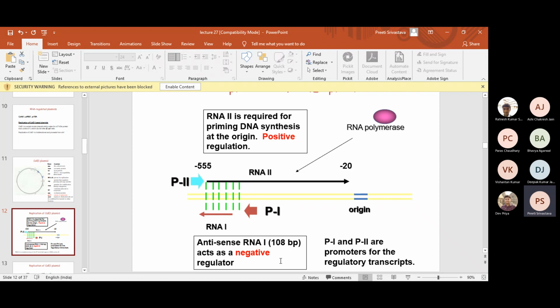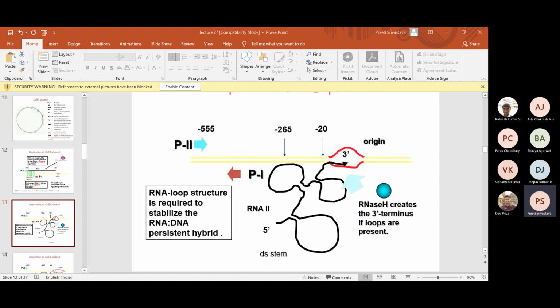Up to here it is fine, everybody? Yes, ma'am. Let me see. Dev Priya, Vishantan, Paras, Bhavya, Deepak. Up to here it is fine. Yes, ma'am. Okay, so now let us see what happens.